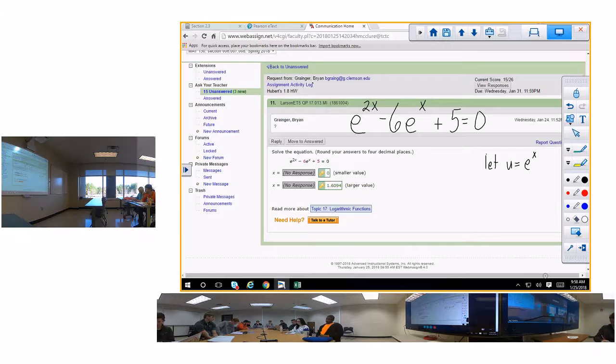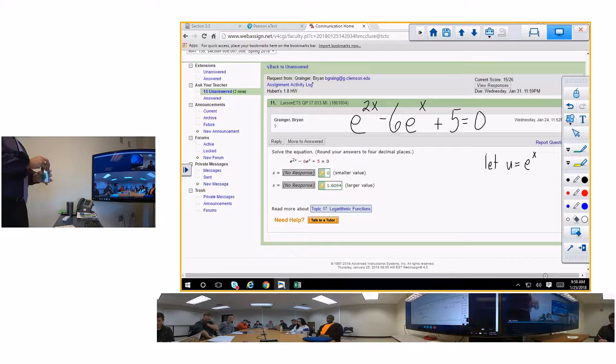And you can use reverse FOIL, or you can use completing the square, whichever you want to do.